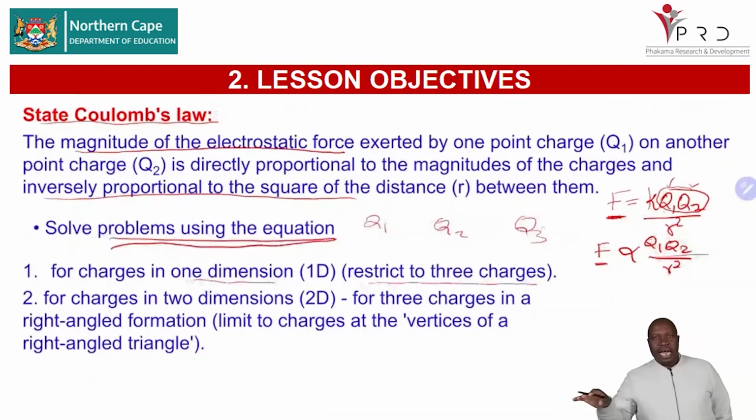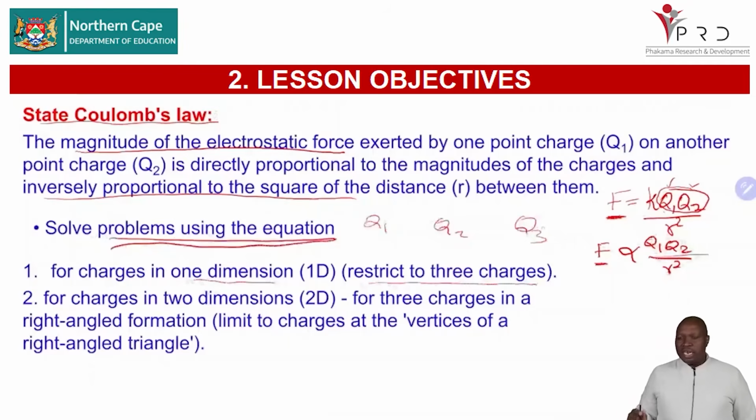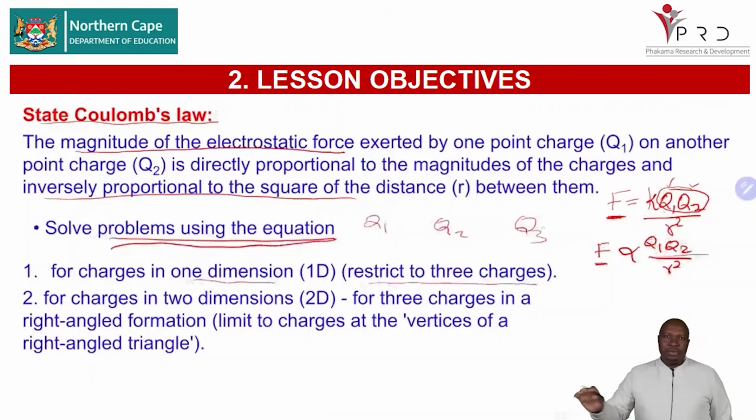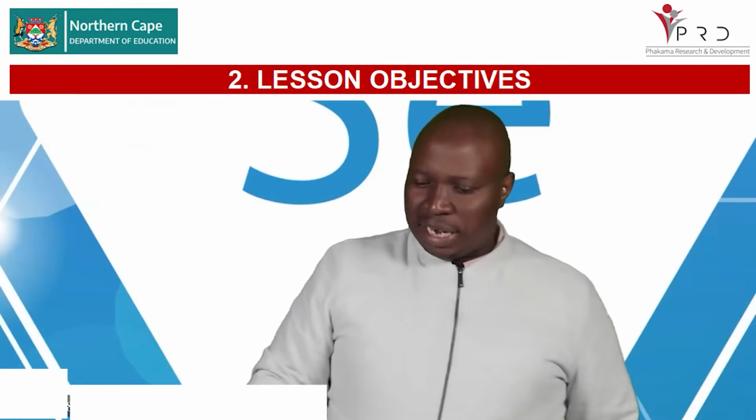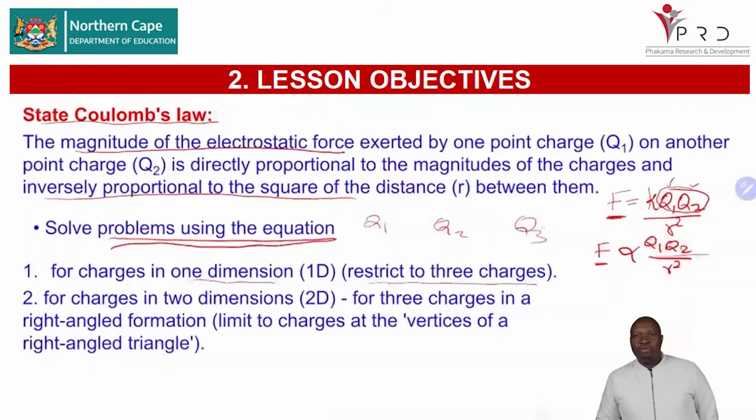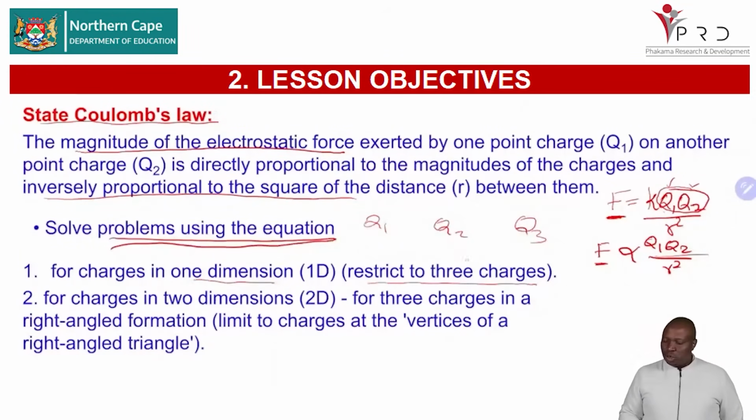We're not saying the straight line must be horizontal; it can be vertical, but as long as they are in one dimension, whether horizontal or vertical, we're talking about the one dimensional case. So we must be able to solve those, and we are only restricted to 3 charges. We will not give you more than 3 charges. It will only be a maximum of 3.